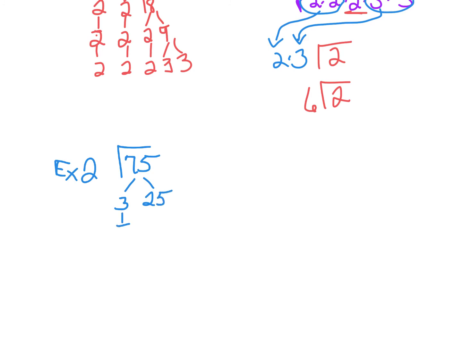I bring this 3 down. Now, can 25 be divided by 3? No, it can't. So we move on to the next one, 5. Can 25 be divided by 5? Yes, it can. If I check that, 3 times 5 times 5, I'm getting 75. So remember, this is still all underneath this radical sign. So this pair of 5s comes out of the house. 3 doesn't have a pair, it stays home.